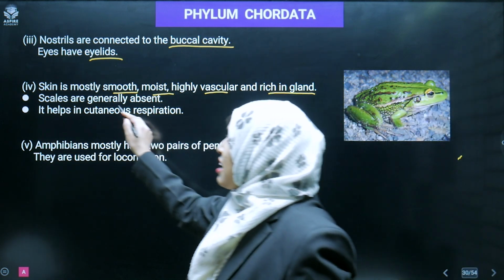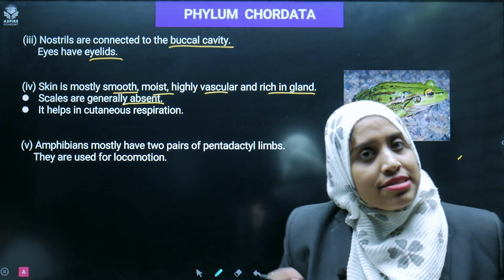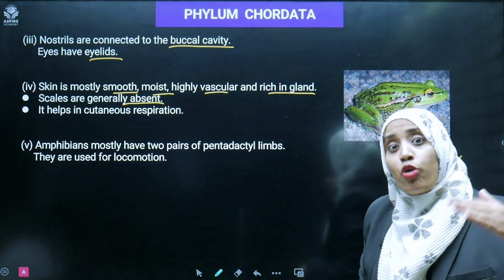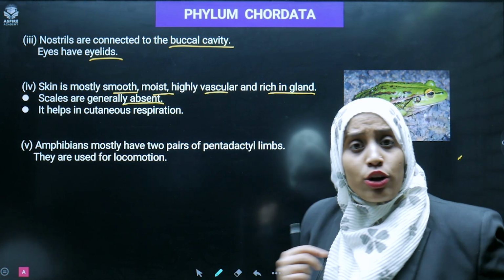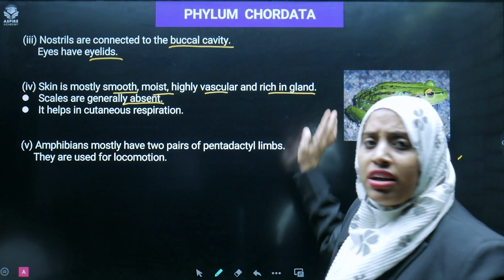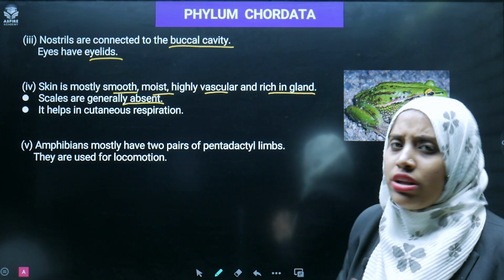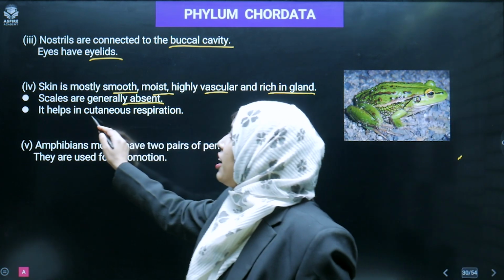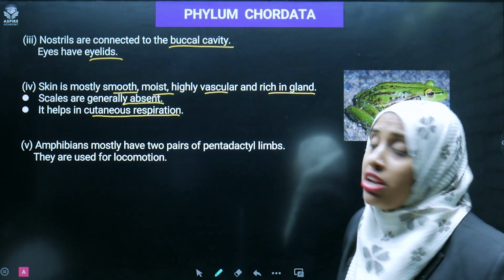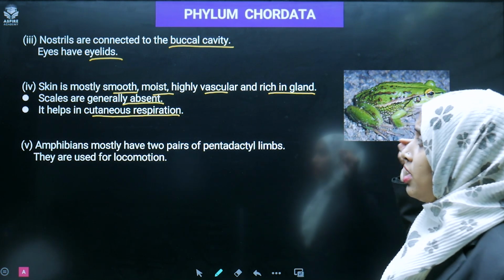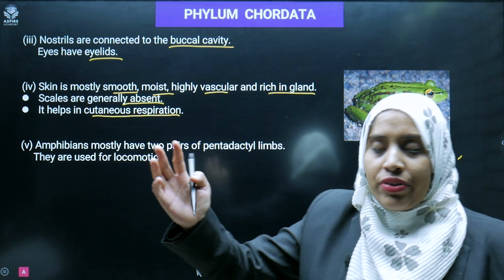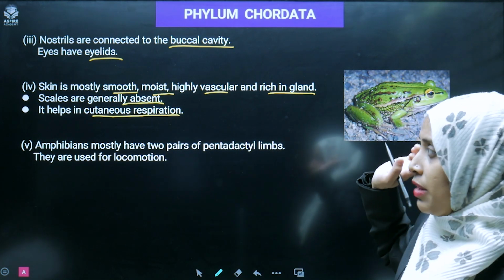ठीक है? Scales are generally absent. Fishes में हमने देखा scales था. Chondrichthyes में placoid scale था. Osteichthyes में ctenoid and cycloid scale था. ठीक है? But here amphibians में आप देखोगे scales present नहीं है. And it helps in cutaneous respiration. That means skin के through, moist skin के through भी respiration होता है. ठीक है? So scales absent है. So cutaneous respiration takes place.